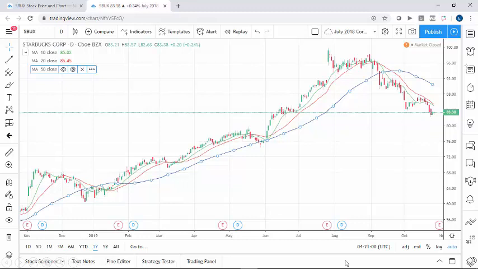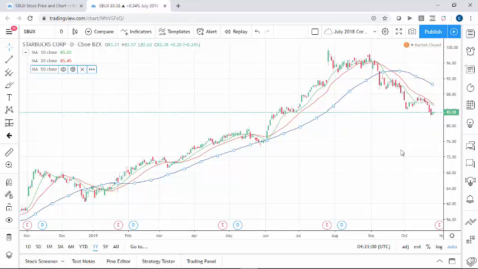So the moving averages have moved into more of a bearish signal, with the 50-day here in blue being higher than the 20-day in red and the 10-day in green. When those are all in line, especially with the larger averages being higher than the more recent ones, that's definitely a bearish indication. So from this alone, I would say Starbucks appears to be going lower.